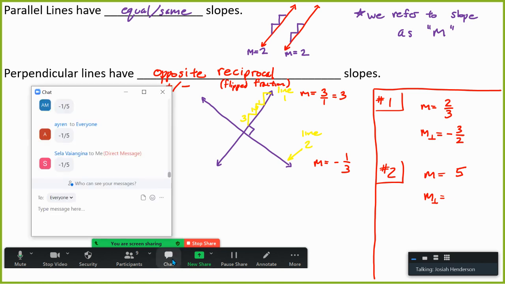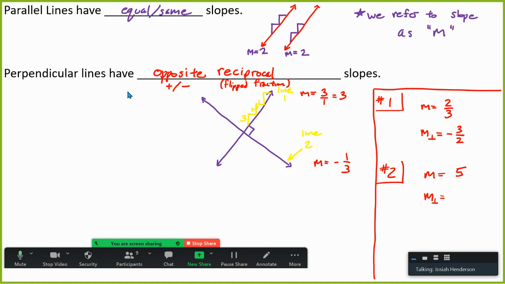Okay, let's see what you guys said. Good. Aaron, Sella, and Antonio, thanks you 3. And you all got it right. We remember to change the sign. Good job, Sella. You caught that. So if the first one given to you is positive 5, we know the opposite reciprocal has to be negative.